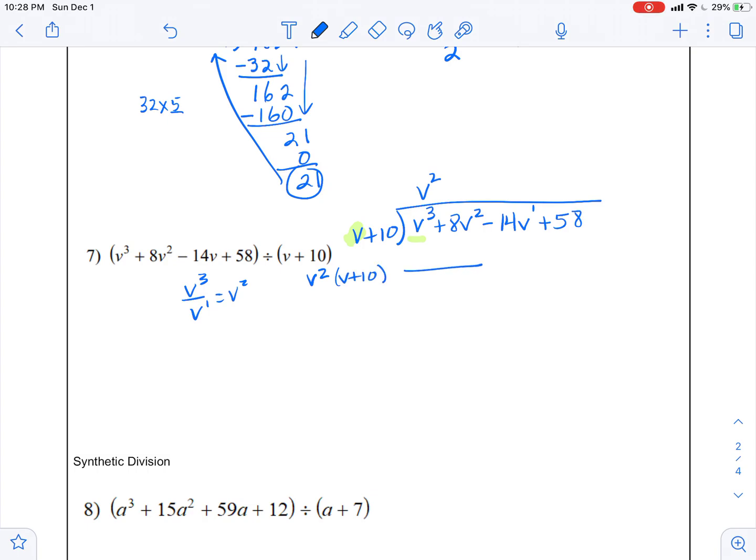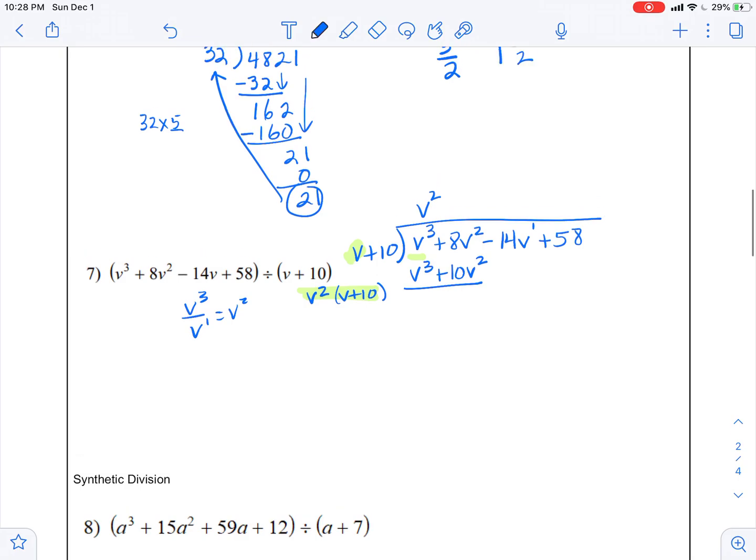And when I multiply it, it goes right here. So v cubed plus 10v squared. Okay, now some of you don't need to write it over to the side. Some of you say, well, I can skip this. Yeah, you can. And if that messes you up, then skip it. But I like it over there so you can see where this v cubed plus 10v squared is coming from.